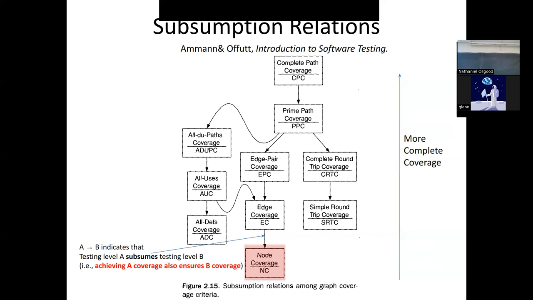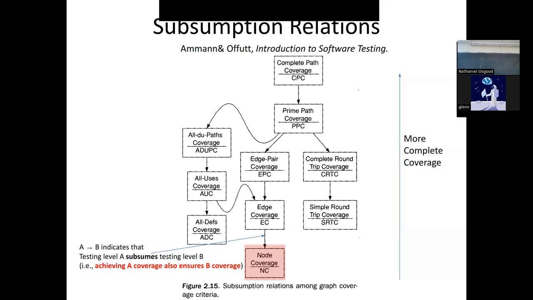How can we seriously say we've tested our code really thoroughly if we haven't even reached all places in it? After all, there could be a big fat stinking bug at some place in the code that we never even reached. So node coverage is pretty good. It's a lot better than not having that, but we can do better than that.